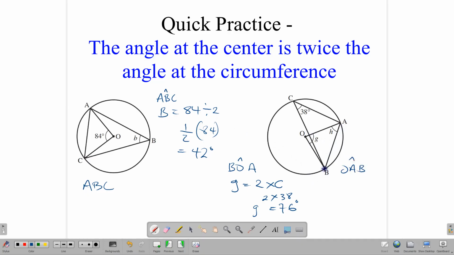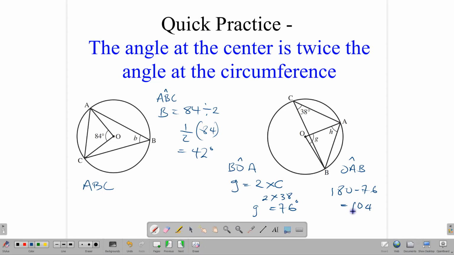Notice that this is a triangle. It's a special triangle. It's an isosceles triangle, given that this side is equal to this side, because they're both radii. So this angle here would be equal to that angle here. And since we know that angle G, which is BOA, is 76, then we can say 180 minus 76. That gives us 104 degrees.